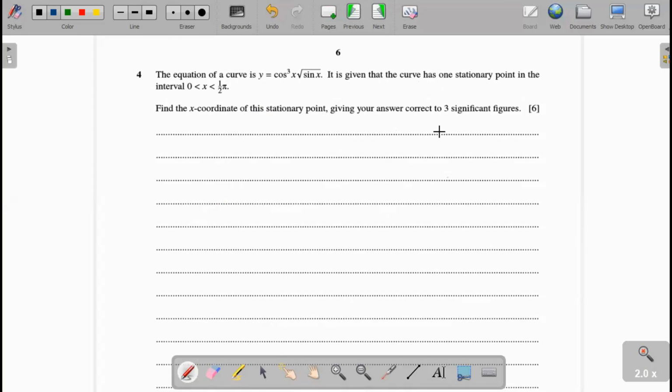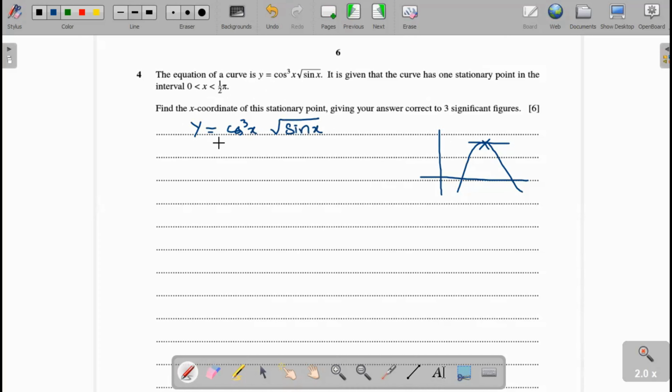Stationary points are the turning points of the curve. At a turning point of the curve, the gradient of the tangent at this point is 0. To find the gradient of the tangent, we differentiate both sides of this equation and find dy over dx. Now we take the derivative of the function y equal to cos cubed x times the square root of sin x.